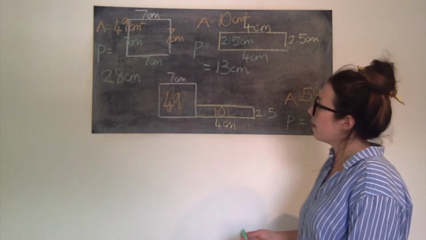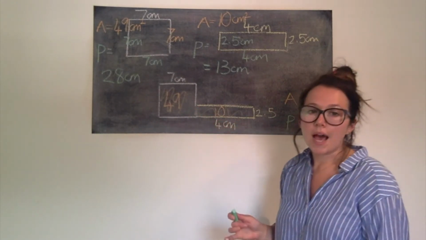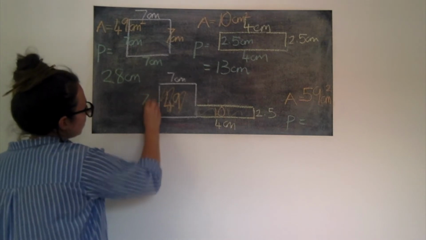Now the perimeter is where it gets a little bit more difficult. We can't just add them together because this side now is inside of our shape. So let's annotate the rest of the shape. Each of my sides of my square is 7 centimetres.